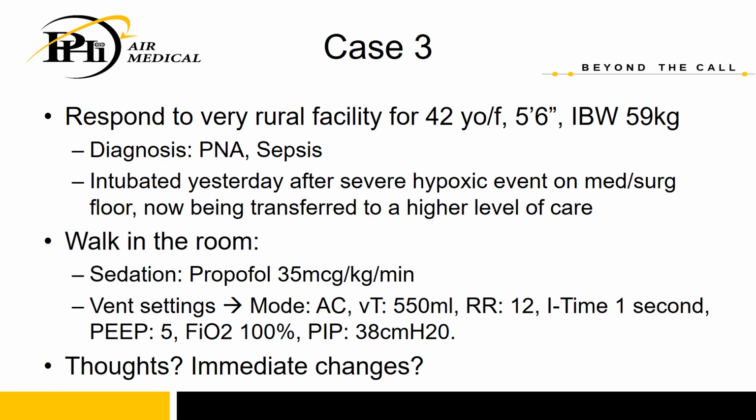You walk in the room and you see that she has a propofol drip at 35 mics per kilo per minute and has initial vent settings as follows. Mode is assist control, tidal volume of 550, respiratory rate of 12, has an I time of 1 second, a PEEP of 5, FiO2 100%, and her PIPs are 38. What are your thoughts and what are your immediate actions for this patient, keeping in mind analgesia and proper vent settings?